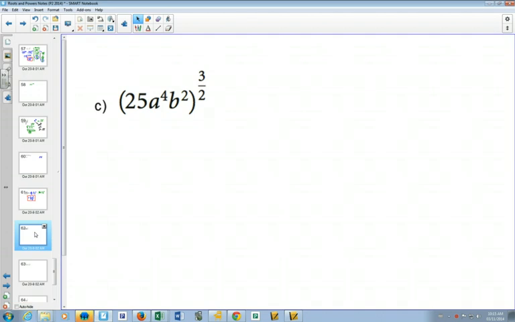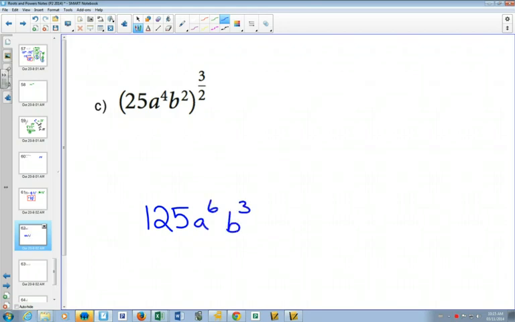Ready? I would like your answer to look like this in the end. Evaluate numbers if you can. So if you didn't get the 125, see if you can figure out how you would get that 125.